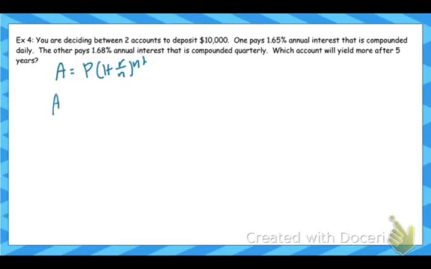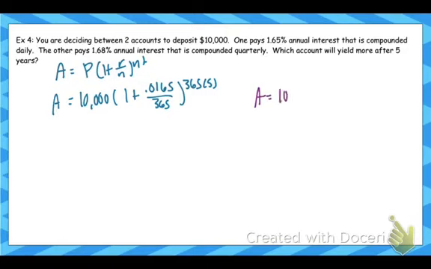So as option number 1, $10,000 is the principal. My rate for the first one is 0.0165, because again, we have to write it as a decimal. That's going to be compounded daily, so that's going to be 365 for my N, and then I'm using 5 years. Option number 2, still starting with $10,000.